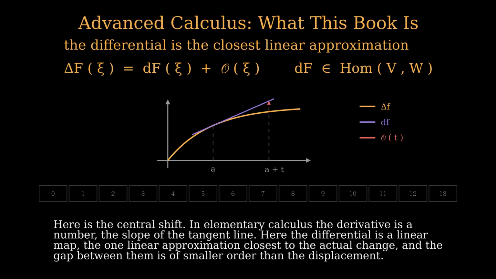Here is the central shift. In elementary calculus, the derivative is a number, the slope of the tangent line. Here the differential is a linear map, the one linear approximation closest to the actual change, and the gap between them is of smaller order than the displacement.